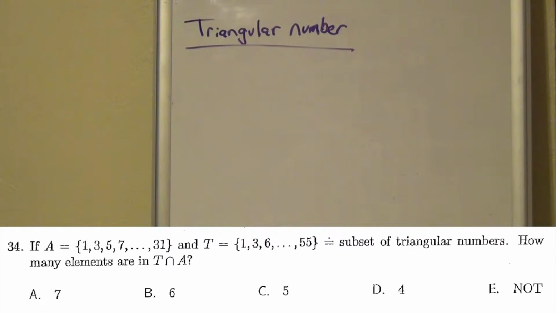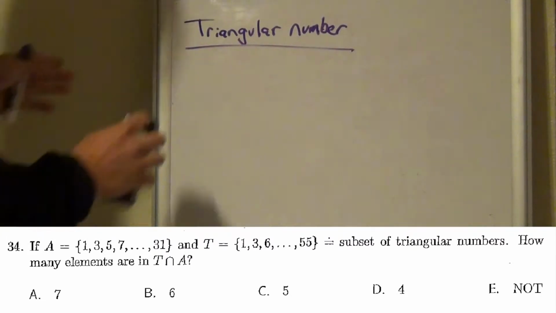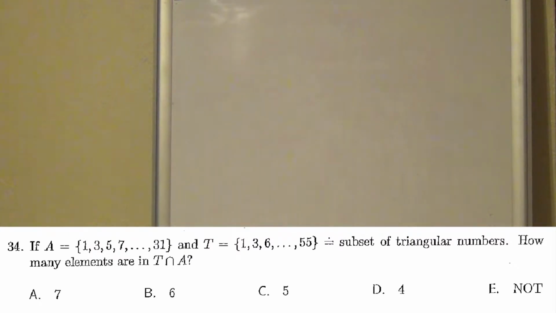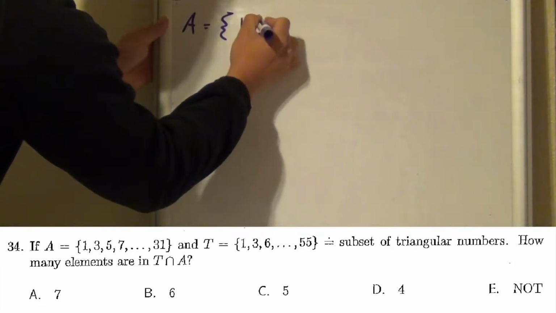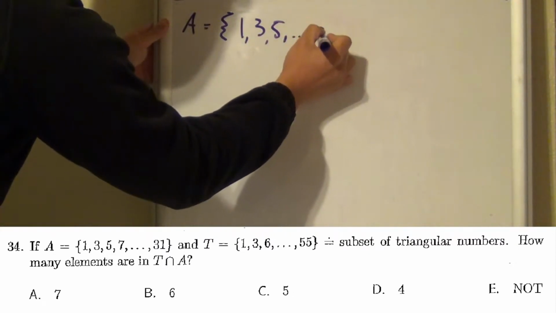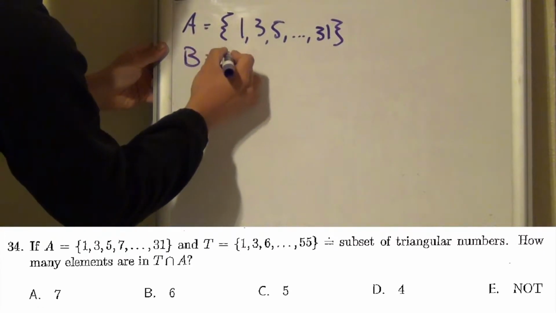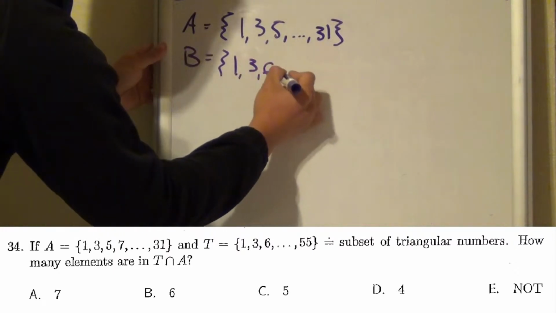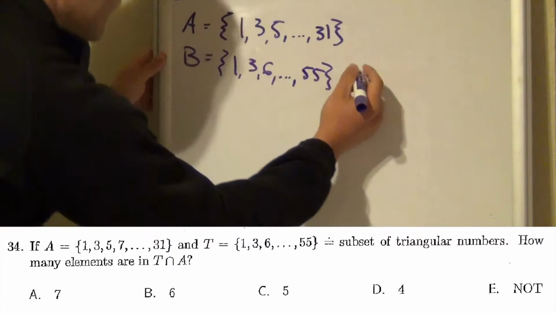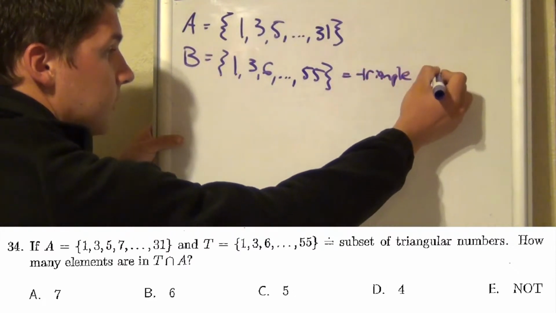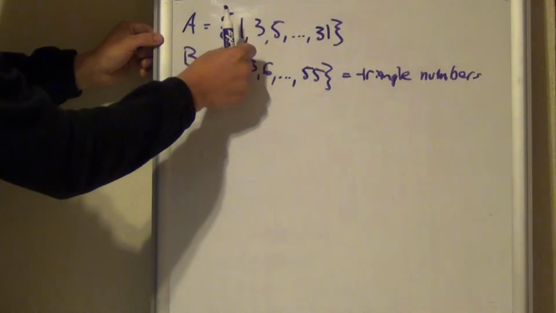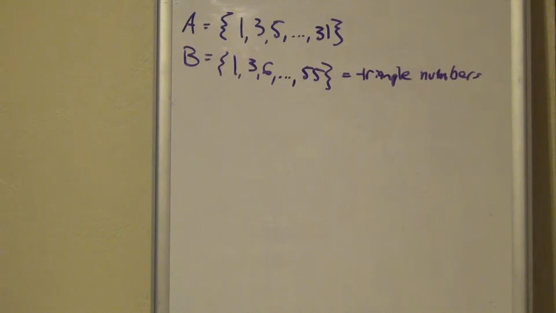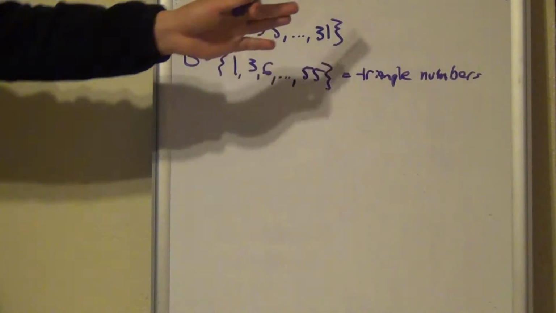So we need to say how many elements are in T intersect A. Now that's kind of a funny symbol there. So let's talk about sets now. We know A, and this little bracket means this is a set: 1, 3, 5, ... 31. And T is the set containing 1, 3, 6, ... 55, which are the triangle numbers. I apologize, my brackets are just really atrocious sometimes. So A is the set containing the odd numbers from 1 to 31.